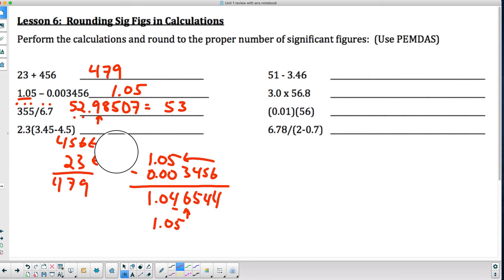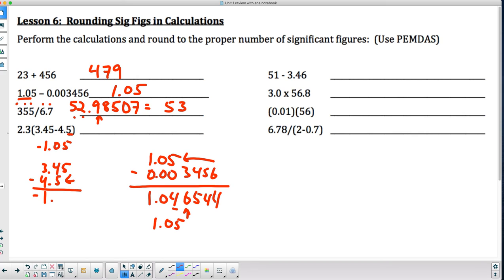Remember PEMDAS. When we go through this, you're going to subtract first, 3.45 minus 4.5, which means I'm going to round off after I get that answer. The answer here is negative 1.05, but I'm rounding off to the tenths place because when I subtract the two, the tenths place is right there. I get negative 1.05 like this.